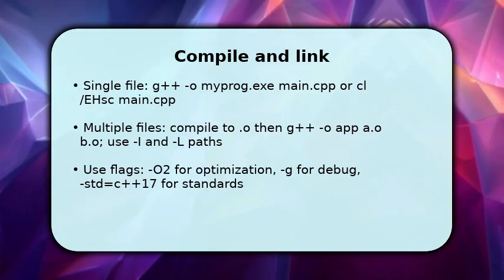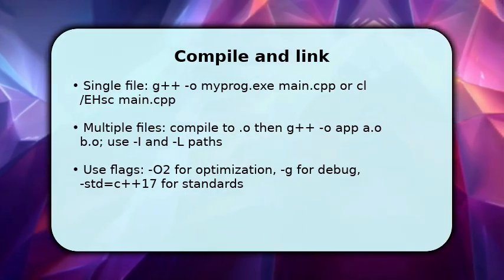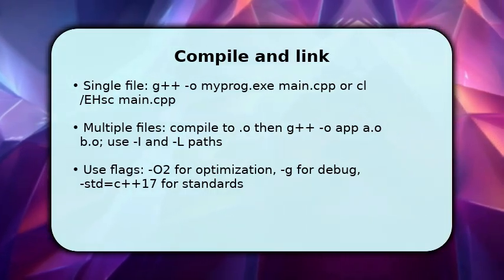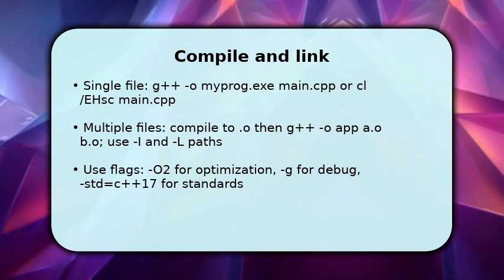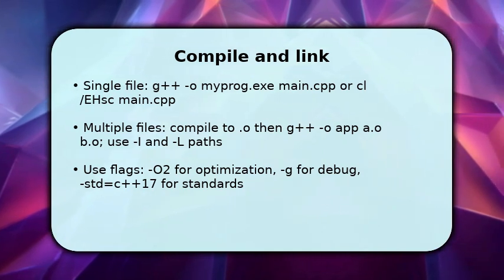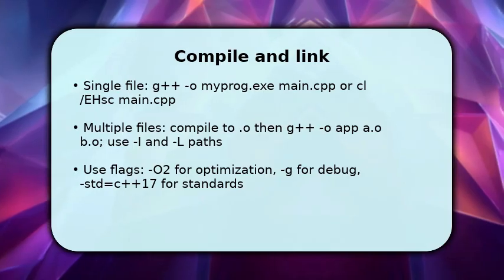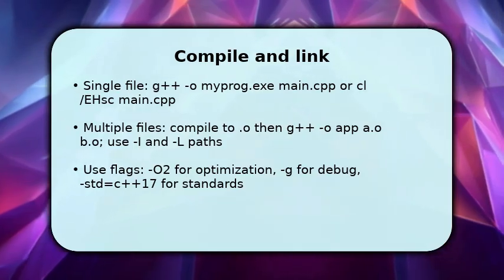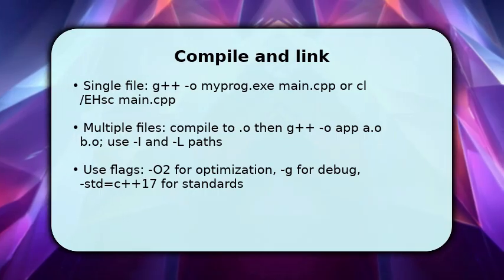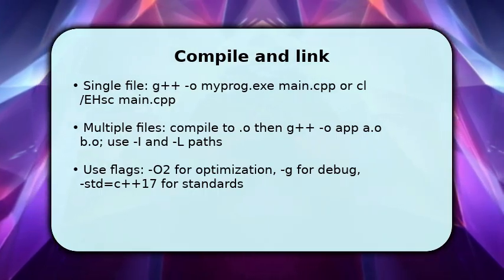g++ -o app a.o b.o. Make sure include -I and library -L paths are correct when you reference headers or third-party libraries, and choose flags like -std=c++17, -O2 or -g depending on whether you want optimization or debugging symbols.